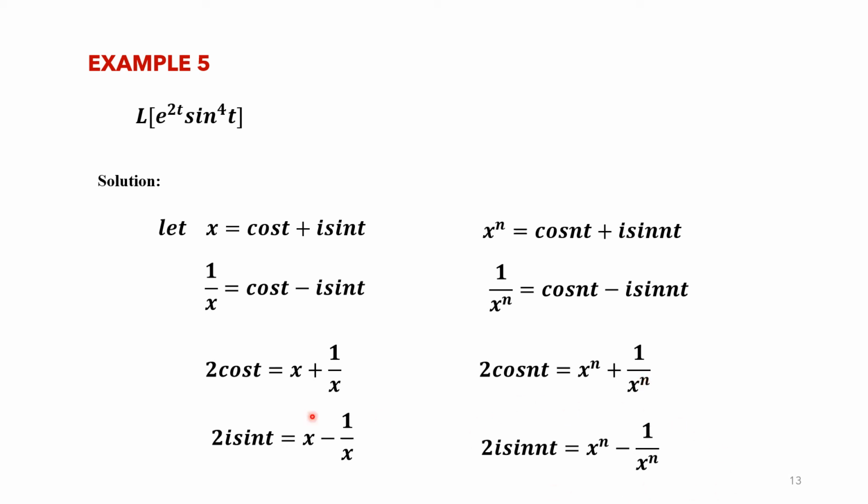Either you take this form or you can take it in terms of e raised to, both are okay. Because cos t plus i sin t is e raised to i t. So we can replace x by e raised to i t, 1 by x as e raised to minus i t, and then use that. I am not converting to e raised to, I am keeping it as x only. That is the only difference here.